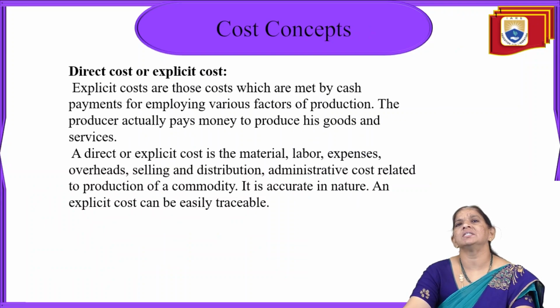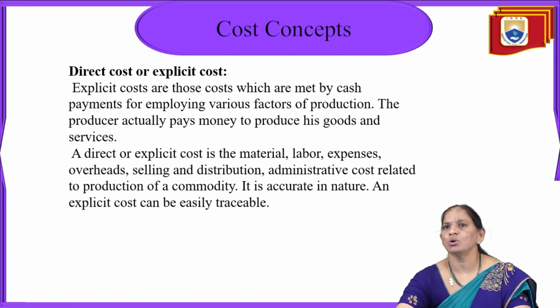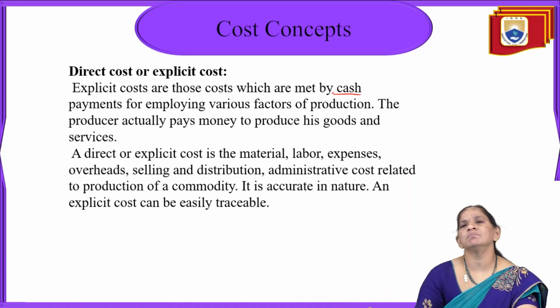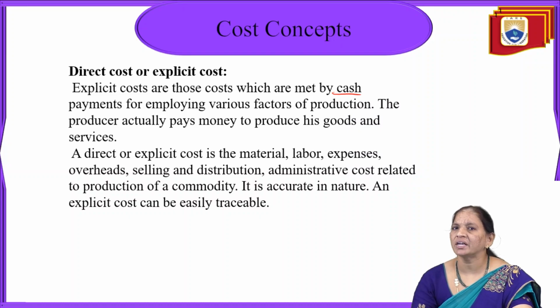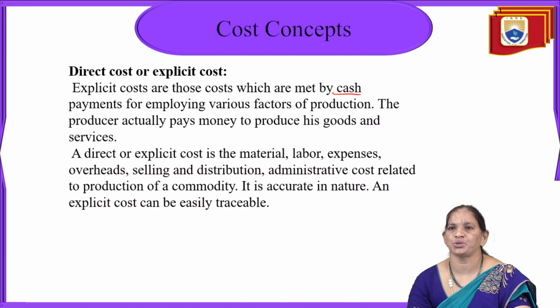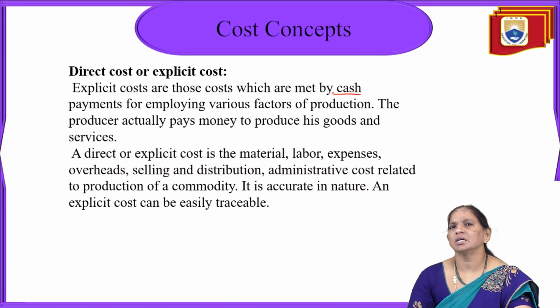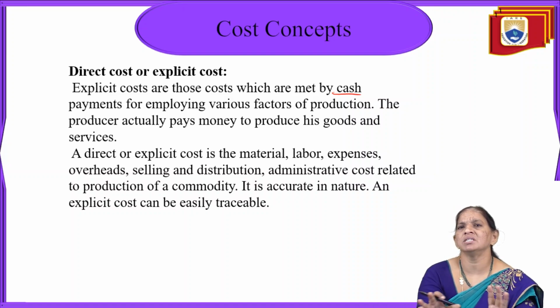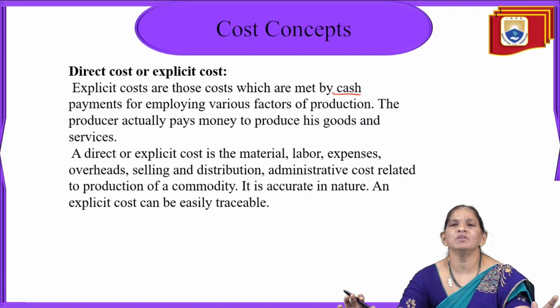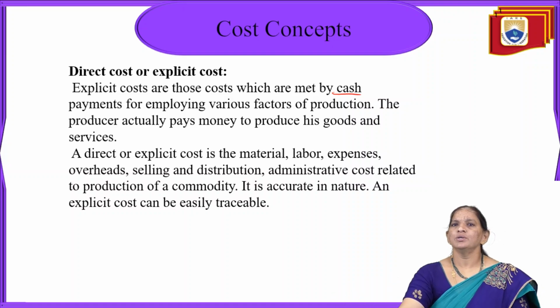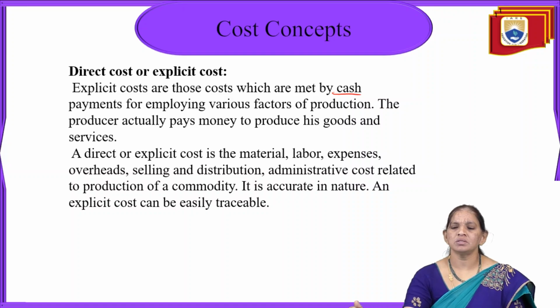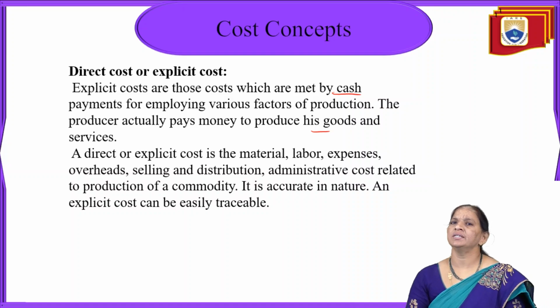The first one is direct cost or explicit cost. Direct or explicit cost means the cost which we meet through cash, meaning we pay the employees or the factors of production in the form of cash. That type of cost is paid directly, in the form of money or a bank cheque or anything given itself at that time. We'll call it direct or explicit cost. Producers actually pay this cost in the process of production of goods and services.